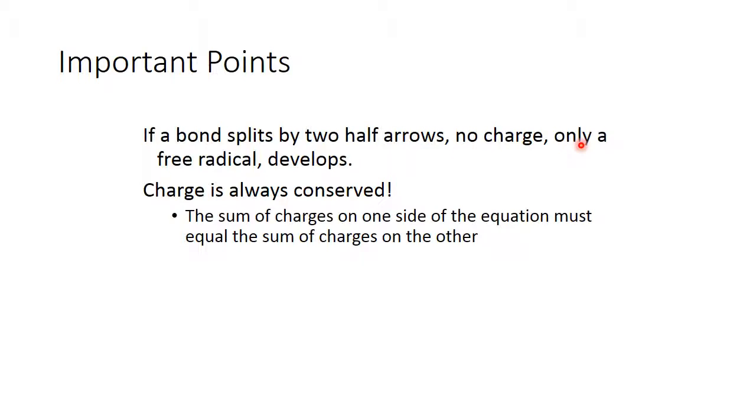Remember, if you have a bond split by 2 half arrows, there's no charge. You have free radicals developing. So remember, charge is always conserved. If the sum of charge on one side is negative, the sum of charge on the other side must be negative. If the sum of charge on the left is positive, the sum of charge on the right must be positive. If the sum of charges on the right is neutral, it must be neutral on the left. Check that always to make sure that you didn't make any mistakes.